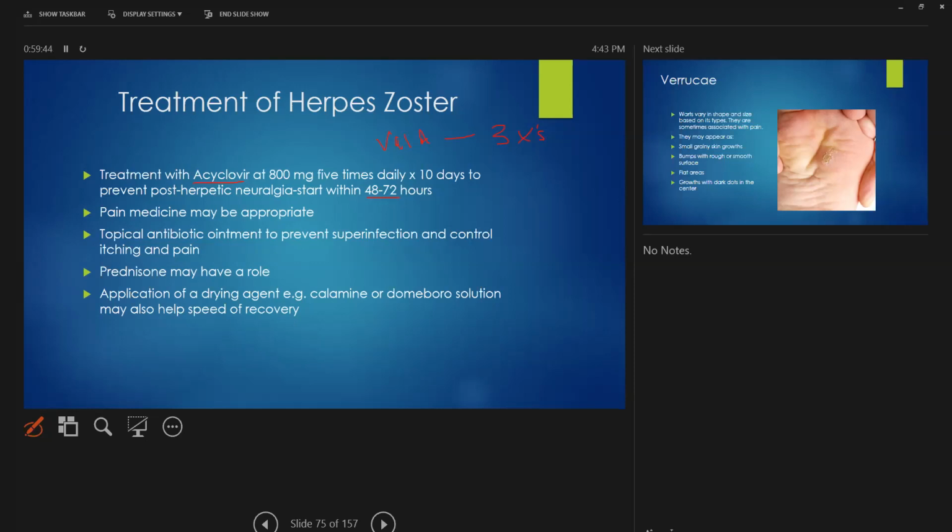Pain medicine is definitely appropriate for these people. You can give them a topical antibiotic to reduce the superinfection risk. Prednisone may or may not have a role because some of this inflammation is secondary to the way the body reacts. So prednisone makes it a little bit more comfortable. There are also some other topicals that you can use, like calamine lotion or Domeboro solution, which are also helpful and may help speed recovery.